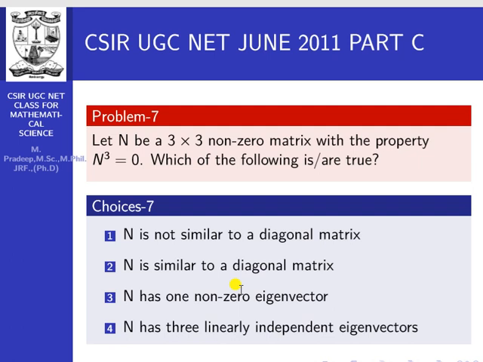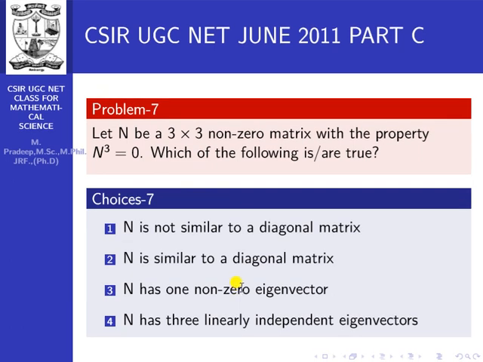The next problem. Let N be a 3 by 3 non-zero matrix with the property N cube equal to 0. Which of the following is true?